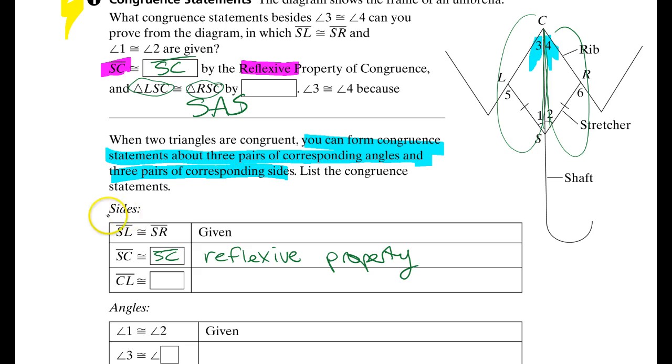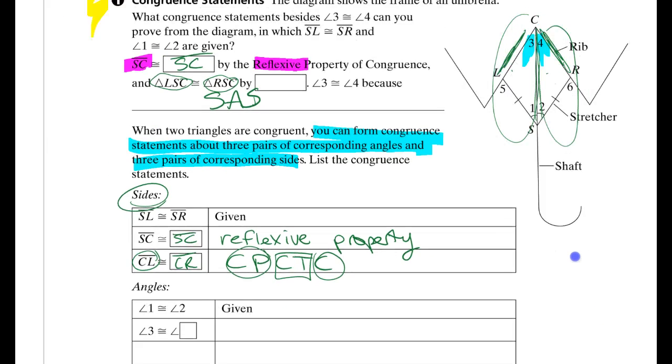Then how about the other side? CL is congruent to CR. Now, why can we say that? The diagram didn't show it to start with, and we didn't talk about it anywhere in this little SAS proof. Here it is, CPCTC. These are corresponding parts from congruent triangles, because I already proved that they're congruent. So these corresponding parts from the congruent triangles are congruent.